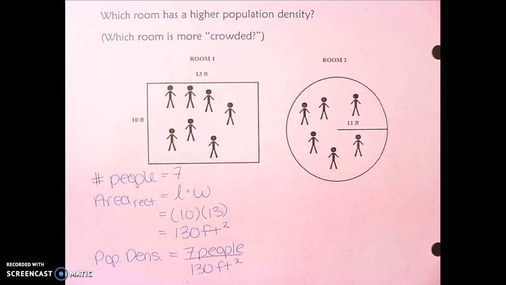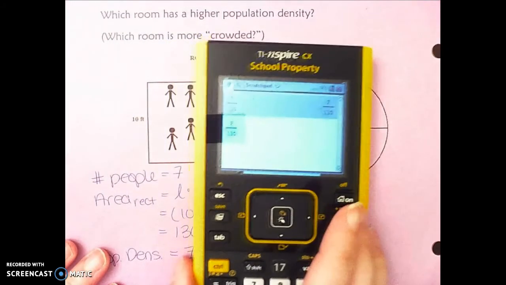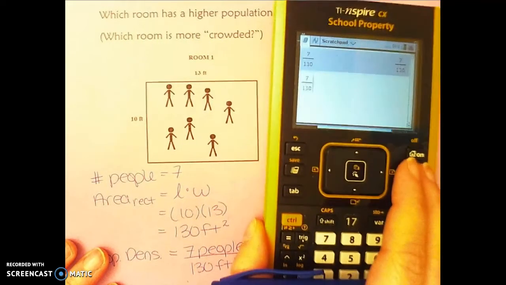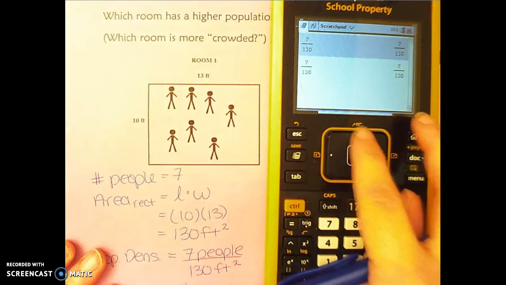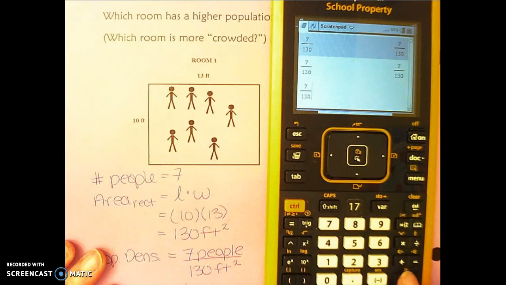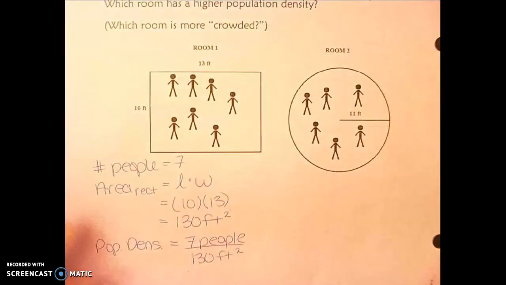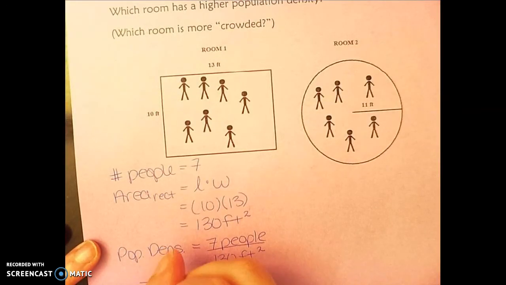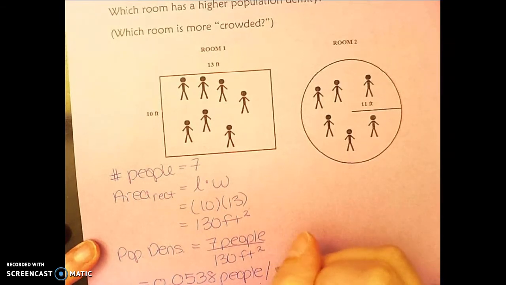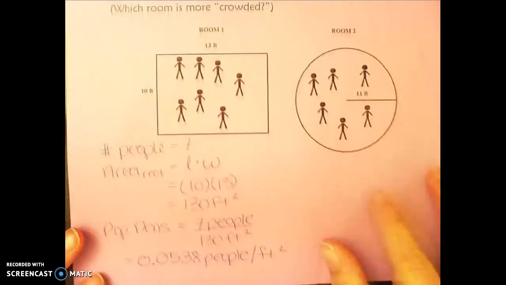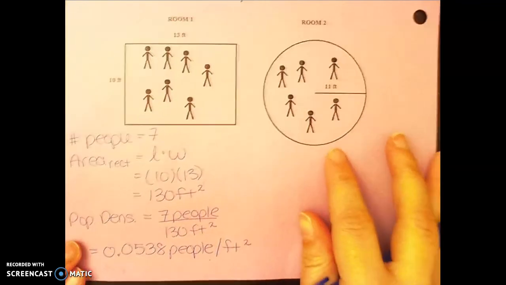So if we type that in our calculator, 7 divided by 130. Remember that if you want your calculator to give you an answer that's a decimal instead of a fraction, type in the fraction, and then instead of just hitting enter, hit the control button first. And I didn't do it. Control enter, and it'll give you the decimal. So I have a population density of 0.0538 people per square foot.